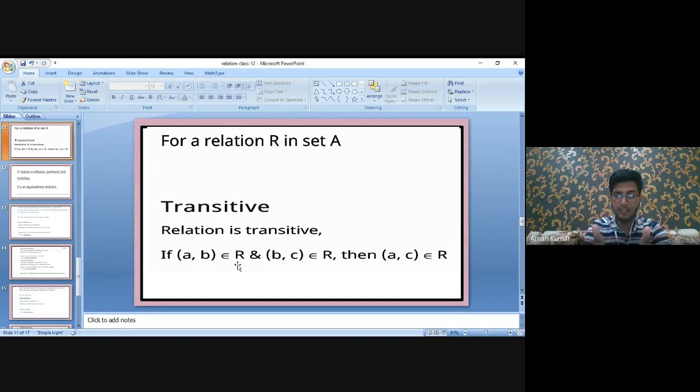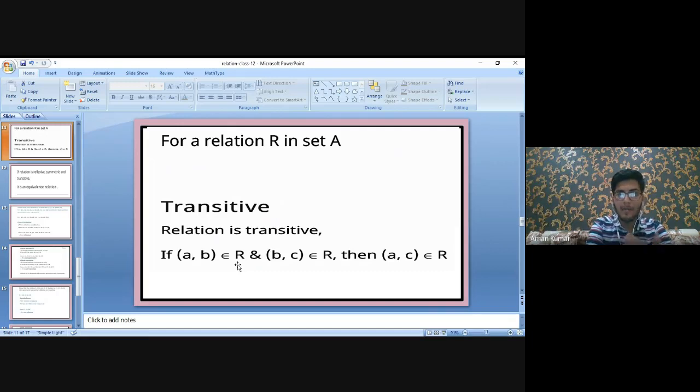What is the condition? (A, B) belongs to R, that means A is related to B. Second, (B, C) belongs to R, that means B is further related to C. Then the relation is transitive only if A is also related to C, for every A, B, C in the set, right?